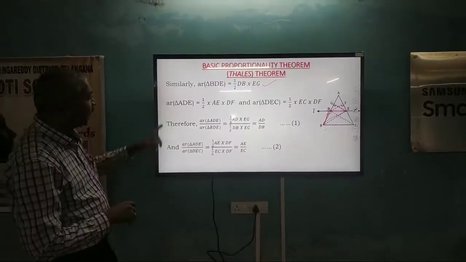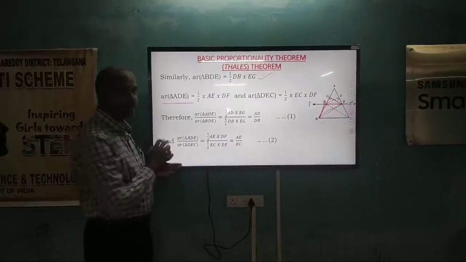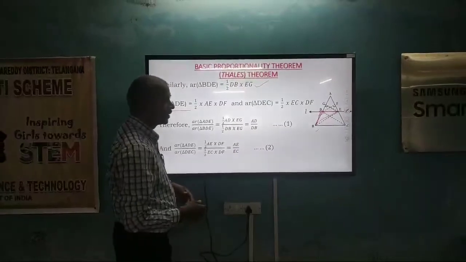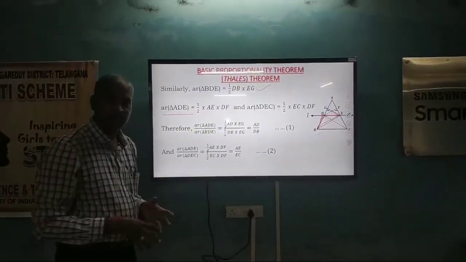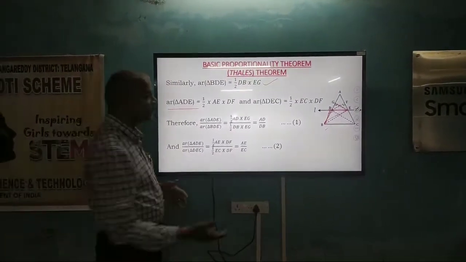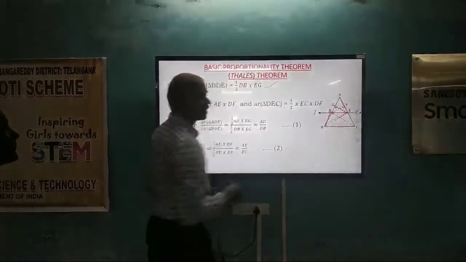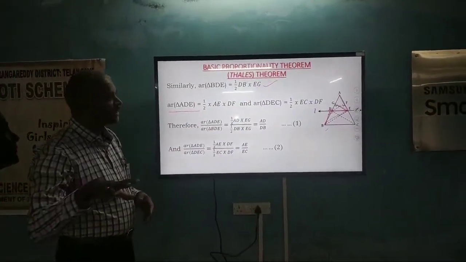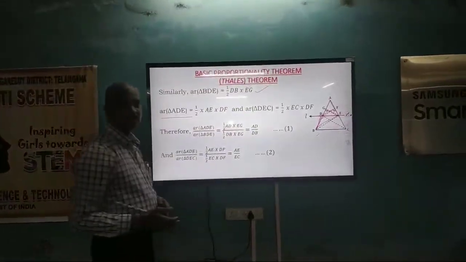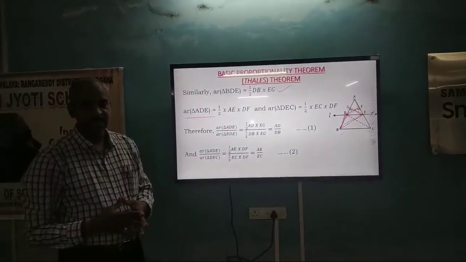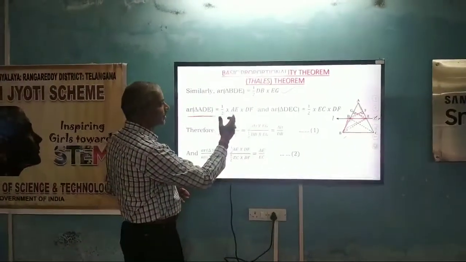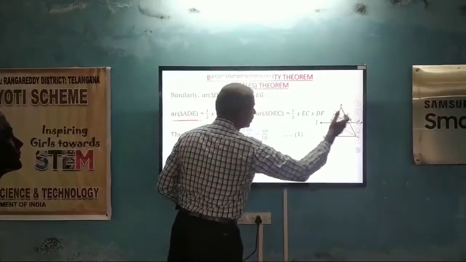Next, again area of triangle ADE. Here already we have found this area. Now we are going to find the area of triangle ADE by taking AE as base. And when we take AE as base, then DF will be the corresponding height. In such case, area of triangle ADE is equal to half into AE into DF. AE is base and DF is height.